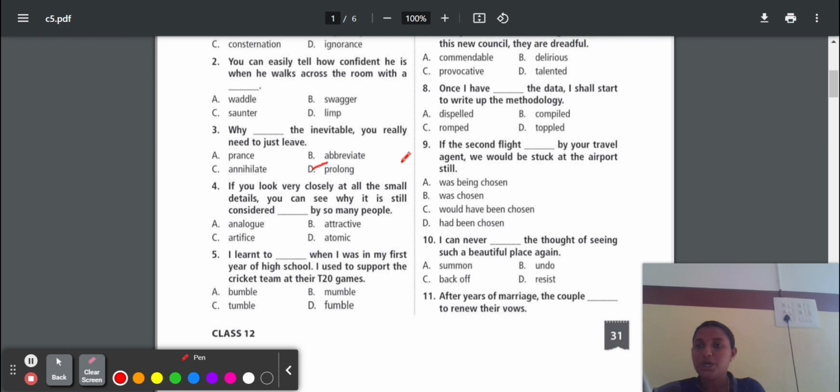Question number 4. If you look very closely at all the small details, you can see why it is still considered dash by so many people. Option A, analog means using an electronic system. Option B, attractive means interest you. Option C, artifice means the use of clever method. Option D, atomic means concerned with the energy. Answer for the question 4 is option B, attractive.